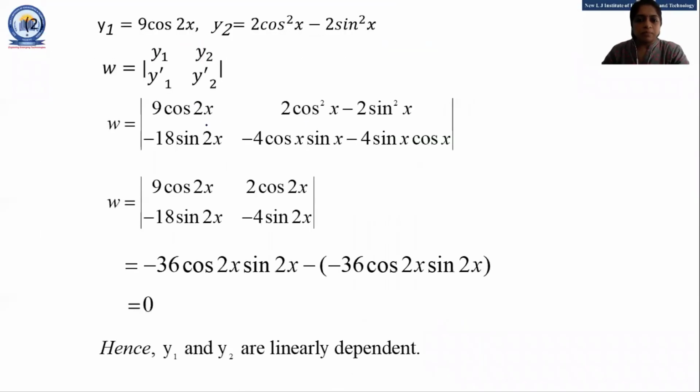Let's move on with one more example. Here our y1 is 9 cos 2x and y2 is 2 cos square x minus 2 sin square x. Again, we are going to find the Wronskian. So here Wronskian, y1 is 9 cos 2x, y2 is 2 cos square x minus 2 sin square x, right? So the derivative of y1 is what? The derivative of cos 2x is minus 2 sin 2x, and 9 times 2 is 18, so minus 18 sin 2x.